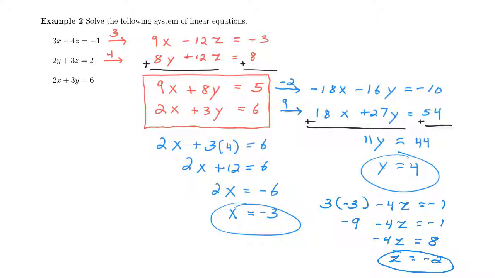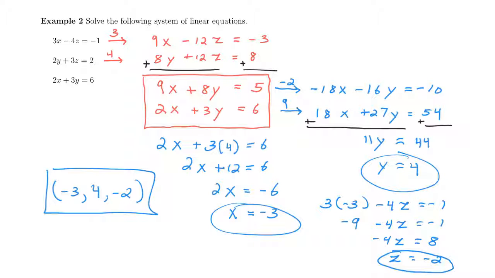And this is it. I know the x, the y, and the z value. Maybe I'll go over here and write the point where this is true: x equals negative 3, y is equal to 4, and z is equal to negative 2. And this coordinate, this x, y, and z point, makes all three equations true at the same time.